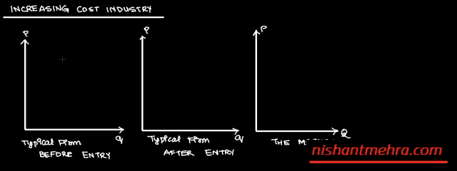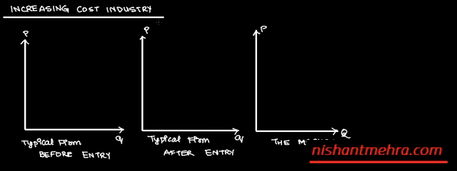Increasing cost industry. Yesterday we looked at constant cost industry. Now let's look at increasing cost industry. For increasing cost industry, what is it that we have learned? Particularly for the constant cost industry, we learned that entry does not affect the input costs. So there might be entry of new firms, but it will not affect the input costs. It will not affect the cost curves.